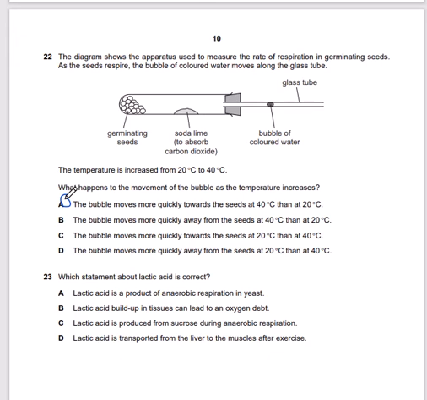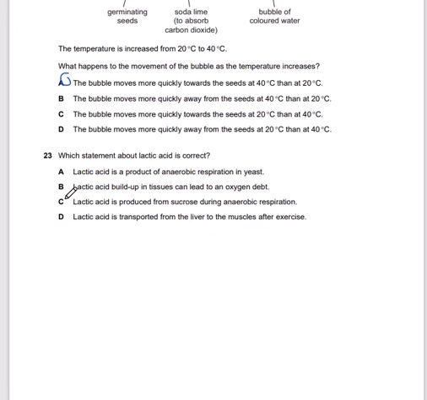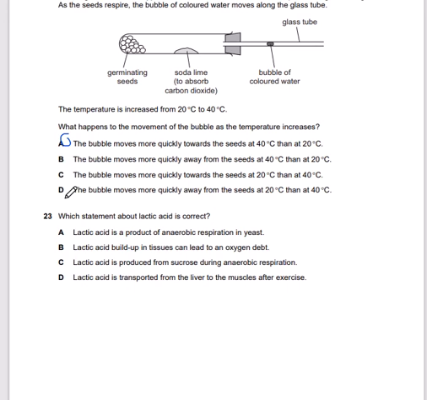What statement about lactic acid is correct? What is lactic acid? For example, when you're doing vigorous exercise, your muscles respire very fast, right? So at one point, your heart and your lungs are not able to supply the needed oxygen for the muscle cells to respire. So it changes from aerobic respiration to anaerobic respiration, producing lactic acid. This lactic acid gets built up in your muscles, which causes cramps.